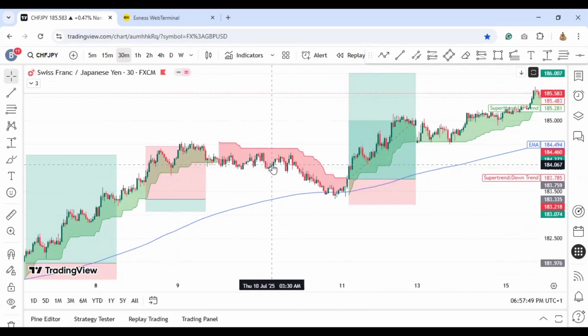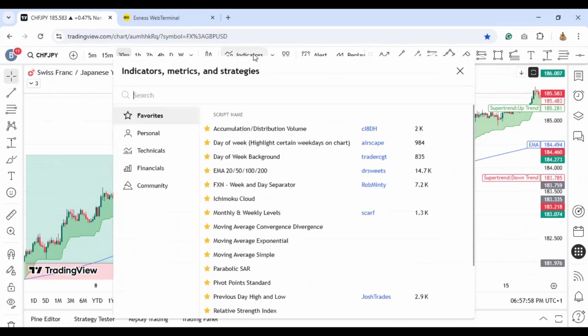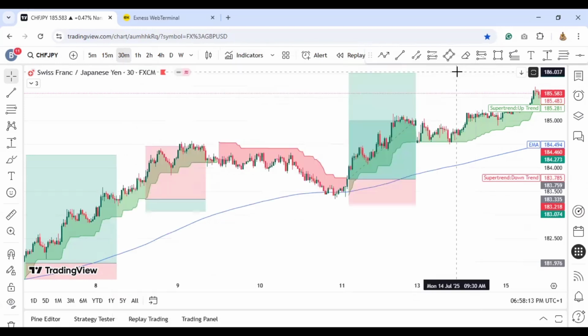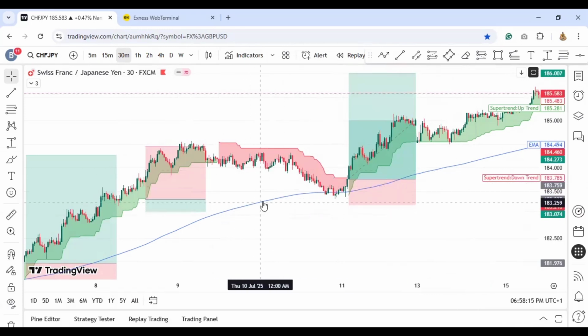The next thing we need to do is to add our EMA, that's moving average exponential. So I am going to the same indicators again. You click on it and you will type moving average exponential. So this is it. You will click on it. Once you click on it, it gets added to your chart. So this is how it is.